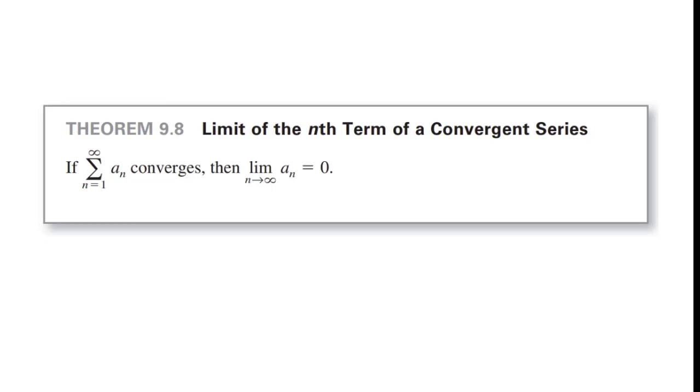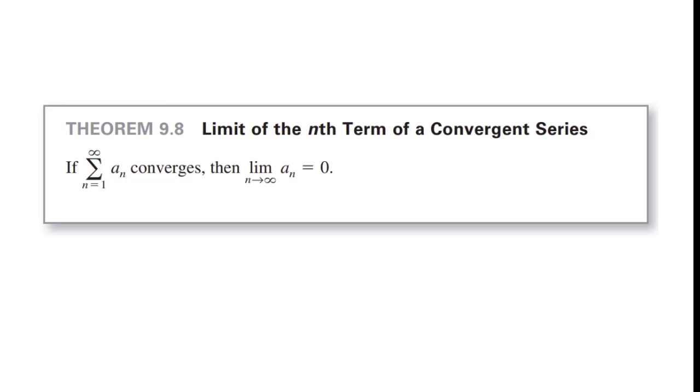So it should be relatively intuitive that if you're adding an infinite number of terms, and the terms are not going to zero, then your series has no chance of converging. It's also not the case that just because your terms are going to zero, then your series has to converge. We have the harmonic series as a counterexample to that.